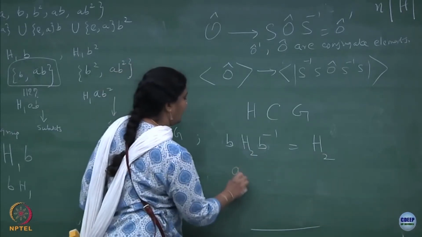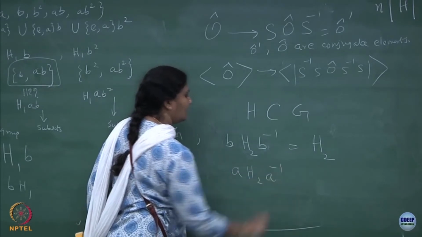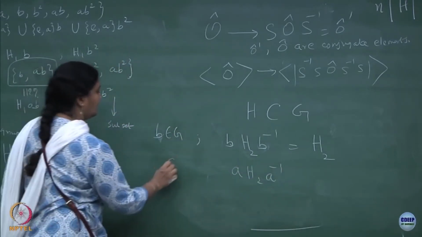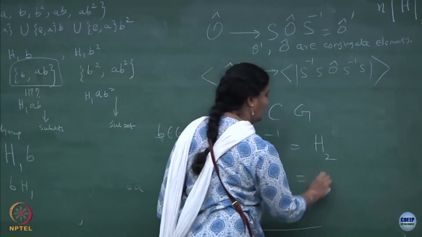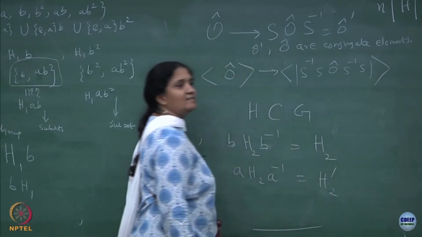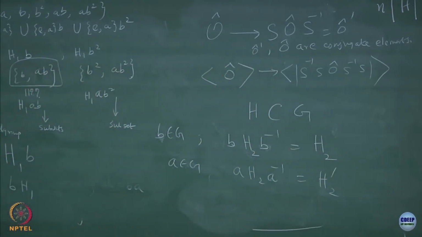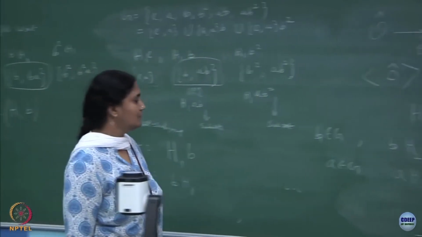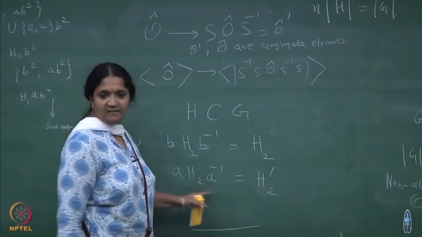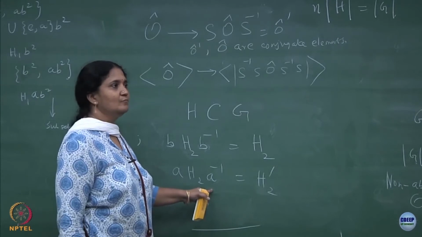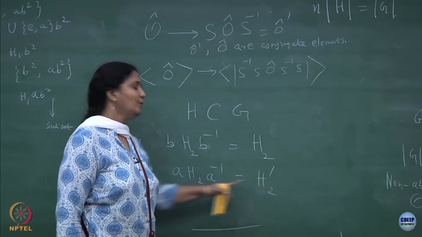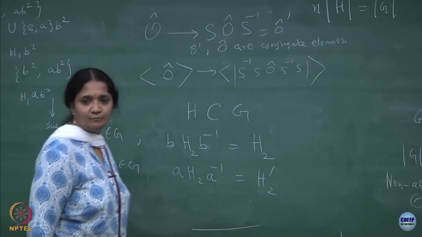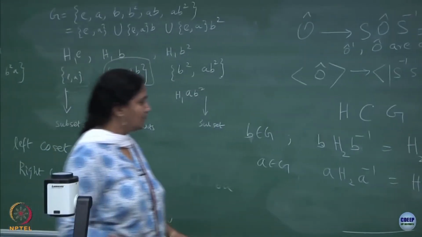If I take A H2 A inverse, where A is an element of G, then what do we get? You could get a new subgroup which I am calling H2 prime. Is that right? So, whatever happens here will be a subgroup conjugate to H2. Do we find anything like that here? You can check it out. Which are the conjugate elements? So, let us do it.